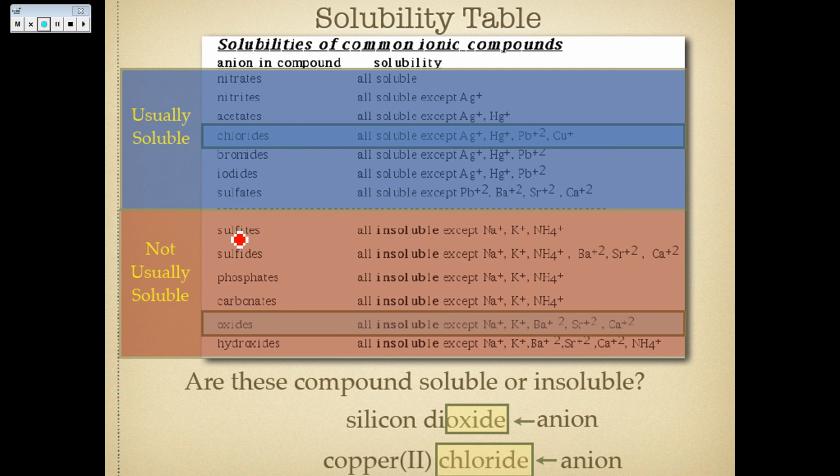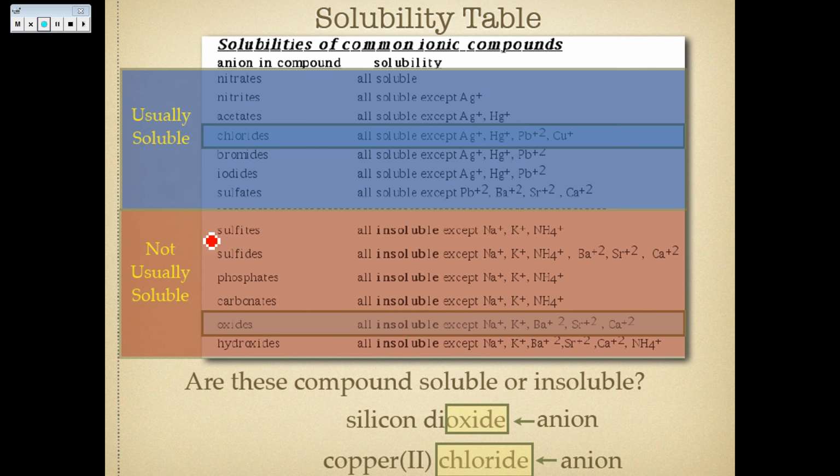So, for example, if you have a product called silicon dioxide, the anion is oxide. So you go up to the oxides, which are right here, and you see that it says all are insoluble, which means that anything oxygen bonds with is going to be solid, unless you have sodium oxide, potassium oxide, barium oxide, strontium oxide, or calcium oxide. If you have any of those, they would be aqueous. But if not, it's going to be a solid. So silicon dioxide, because it is not one of these exceptions, is insoluble, which means it is going to be a solid.